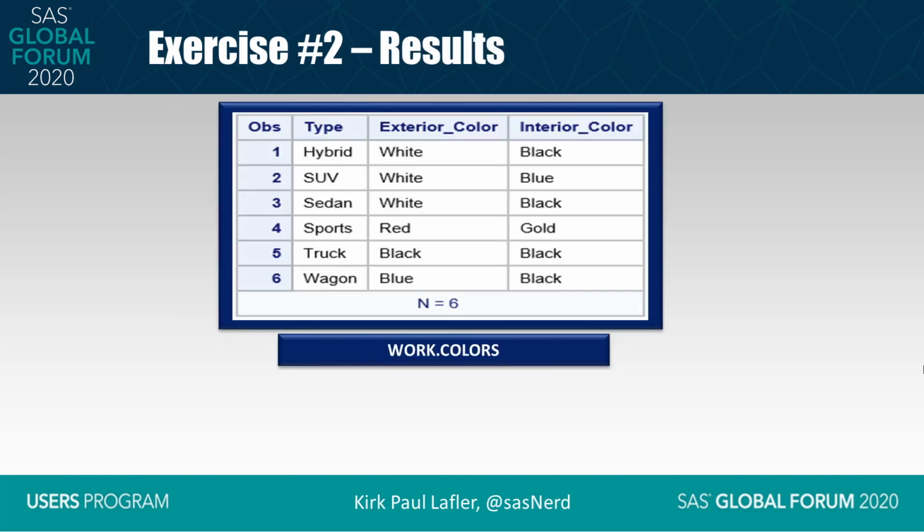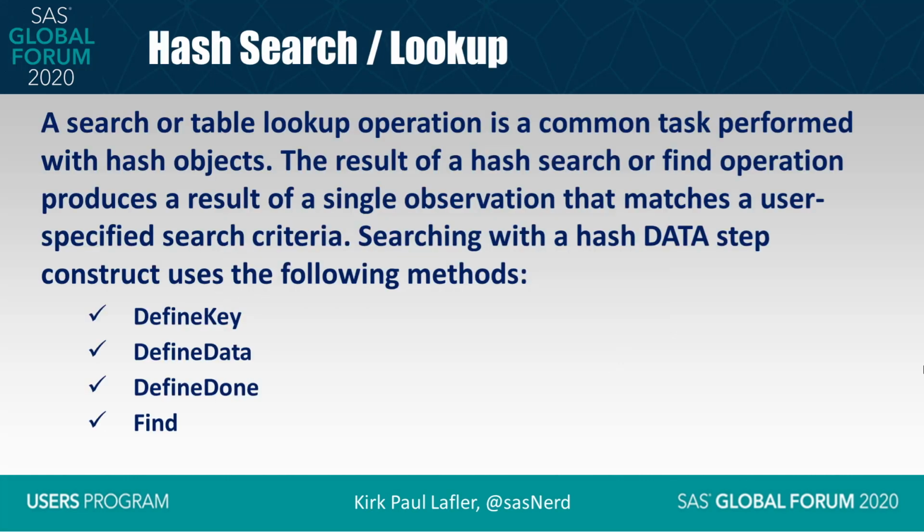And if you've entered all the data correctly in the data lines and your code worked, checking your log, make sure that everything is correct and there are no data errors or syntax errors of any type, you should see the work.colors data, the 6 observations or rows and 3 variables.